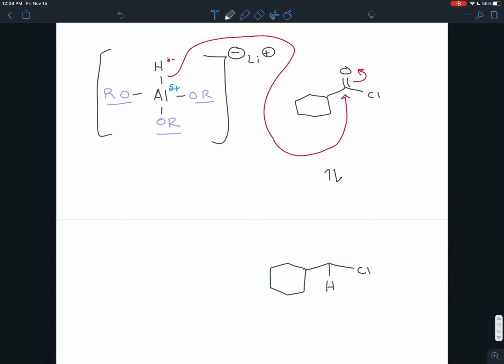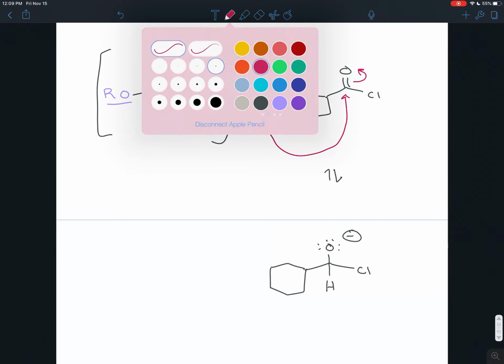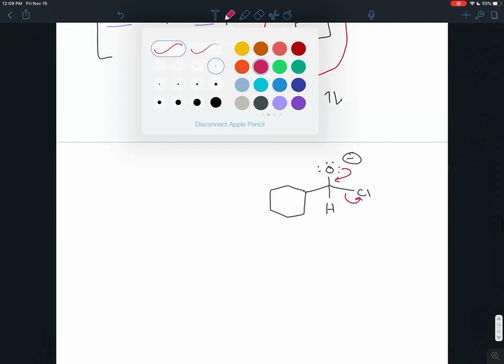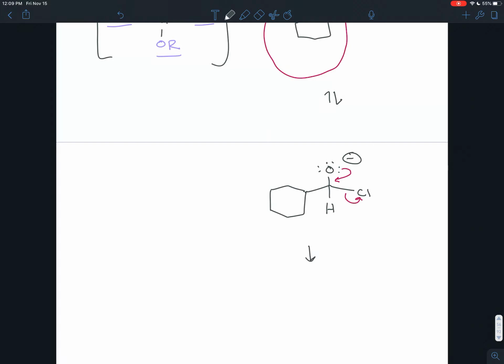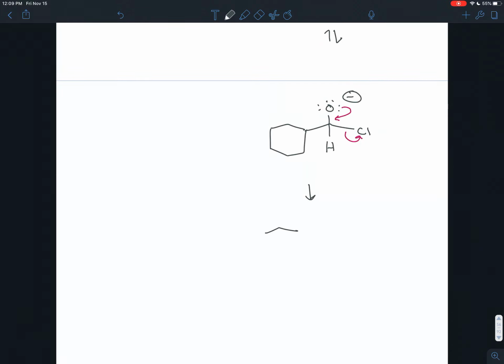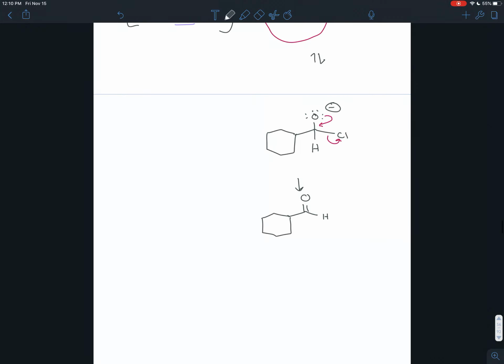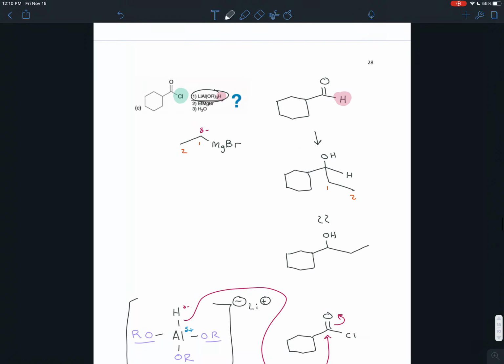So we have that hydrogen bonded there now. This oxygen has a full negative charge flapping in the wind, very unstable, so it snaps back down and kicks the chlorine off. So loss of a leaving group. And what we've done by adding that lithium trialkoxy aluminum hydride is turn the acid chloride into an aldehyde. We added 1 equivalent of a hydrogen nucleophile. So that's the first step.